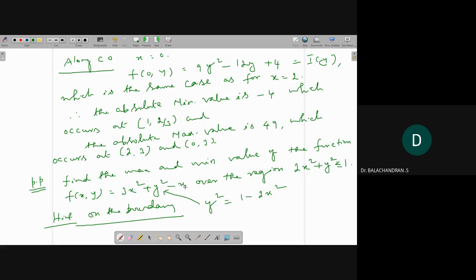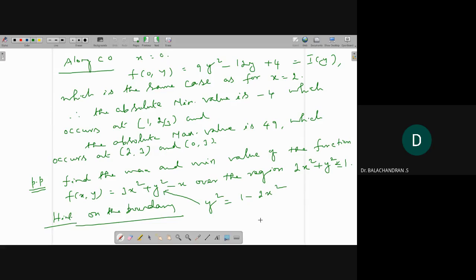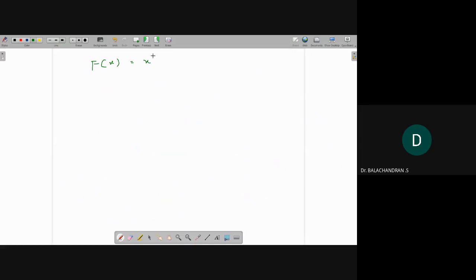So after getting the function of x, what will you get? Please tell the critical points. Capital F of x equal to 3x square plus 1 minus 2x square minus x. So x square minus x plus 1.